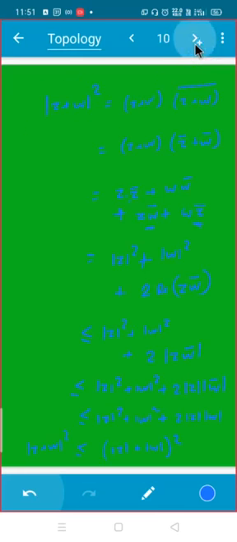Yes, sir. Good. One more part, I am just going to define one more type of metric, then we'll stop. Is that okay? We'll see some more things later on. That is enough for today. There is one more metric called the discrete metric.